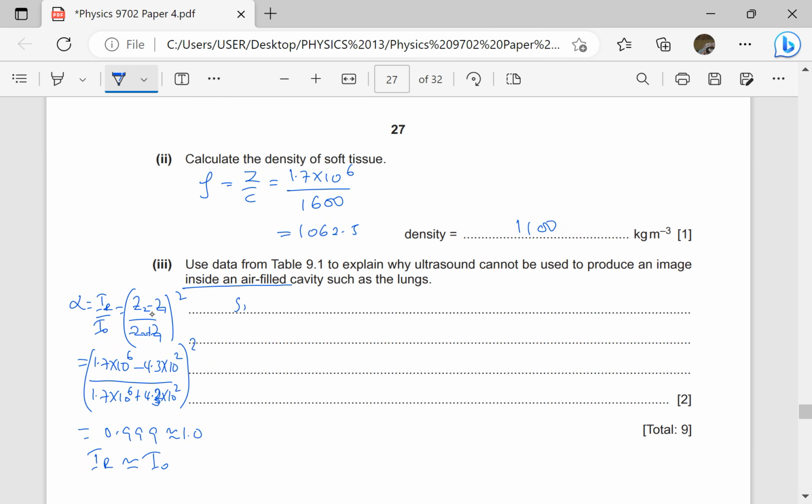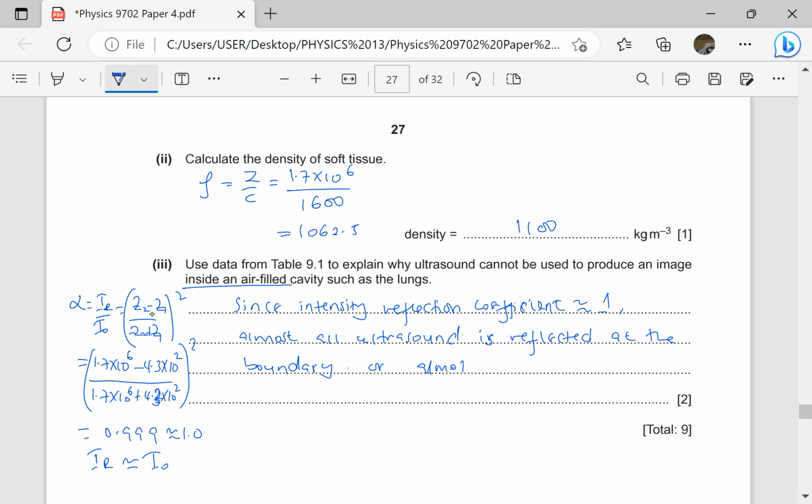So we can say that since the intensity reflection coefficient is approximately equal to 1, it means almost all the ultrasound is reflected at the boundary, or this means almost no ultrasound is transmitted.